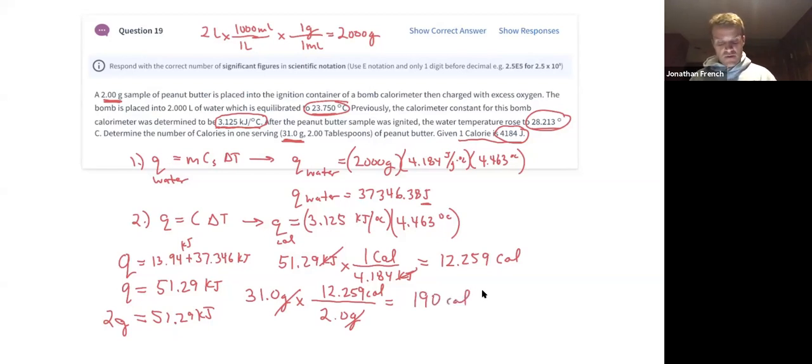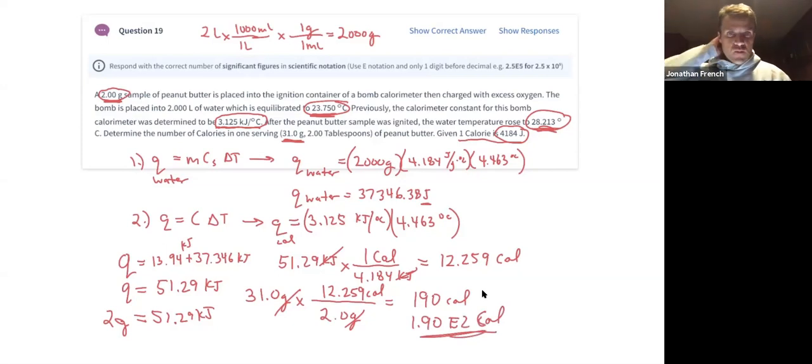It should be 3 significant figures because the 2 gram sample is 3 significant figures. Everything else has more than that, 5 significant figures, but I would be limited by the 2 grams being 3 significant figures. So I would say 1.90 e to the 2 calories.